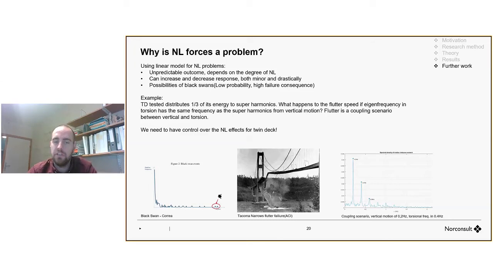So in my opinion, we really need to have control of these nonlinear effects, at least for twin deck sections that have been showing much more nonlinearities than the single box cross section.